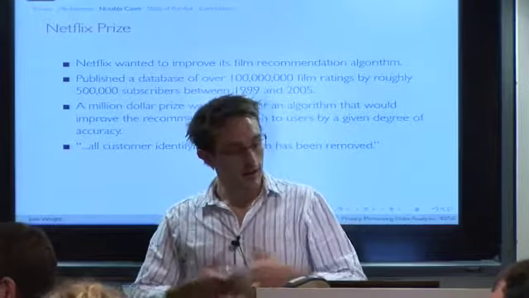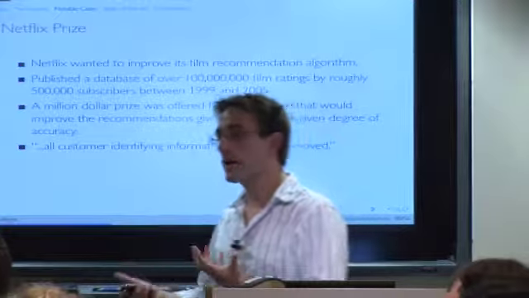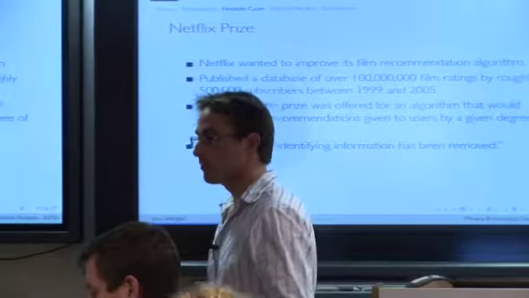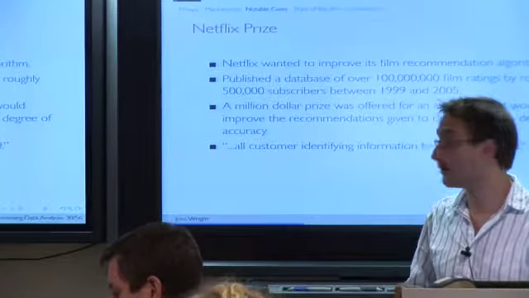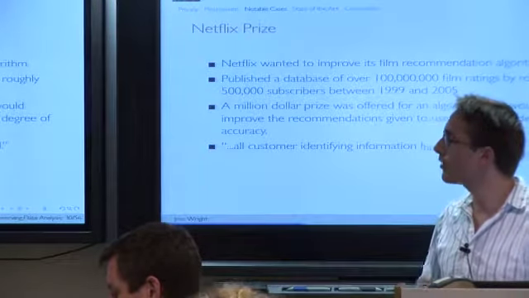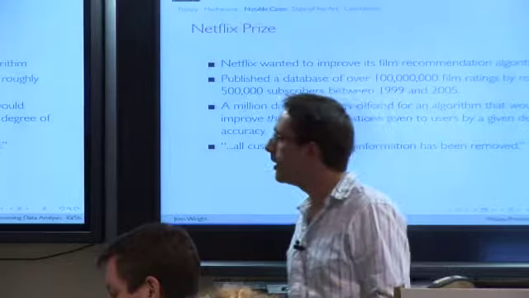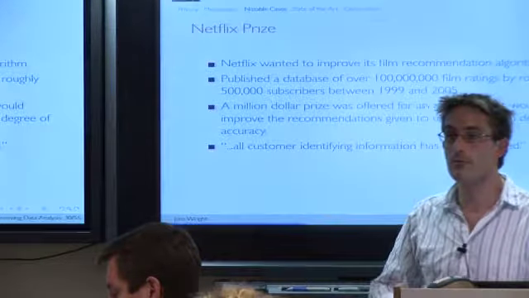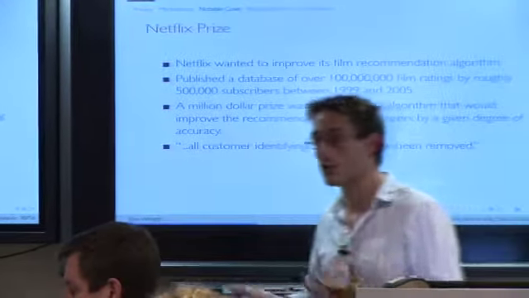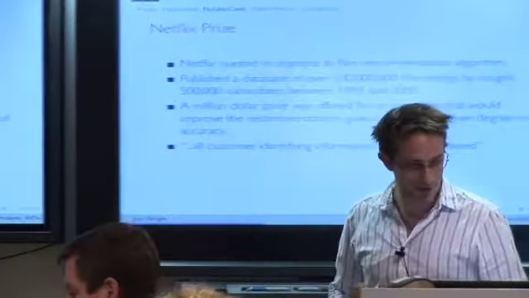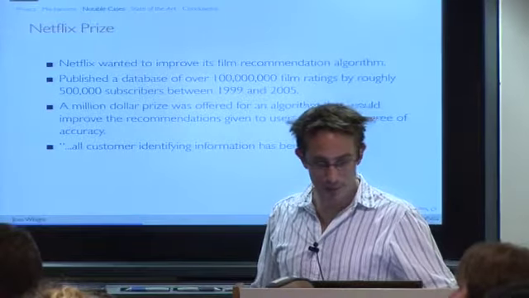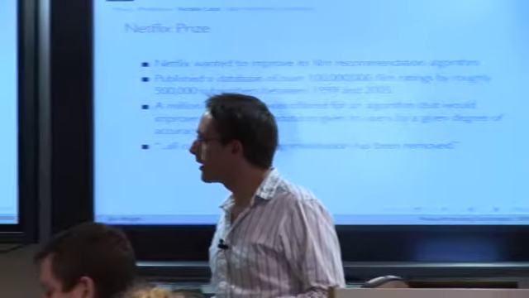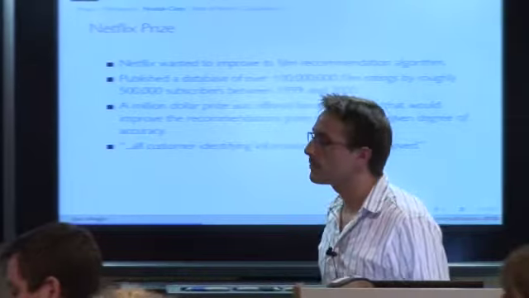And they said, if anyone can improve on our rating algorithm by a certain percentage, I think it was 10%, if you can make your recommendations 10% more accurate than the results we already get, then we'll give you $1 million. And this became quite a craze. You can understand, $1 million to play around with algorithms. Who wouldn't go for that? But one of the things they said was that all customer identifying information has been removed.